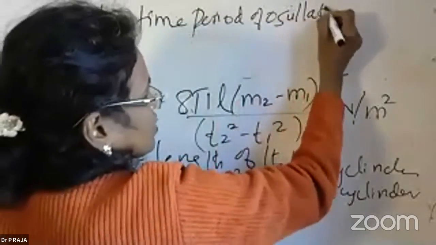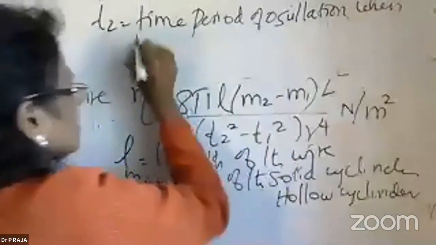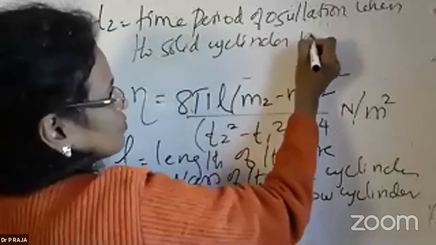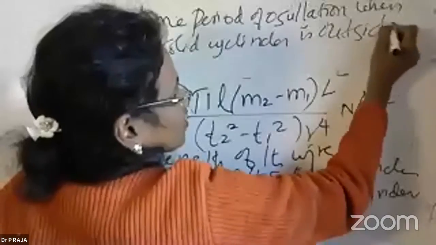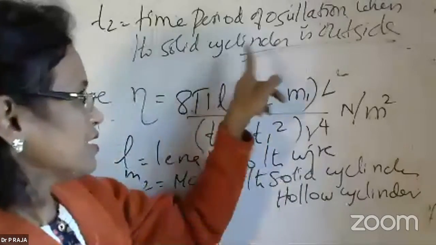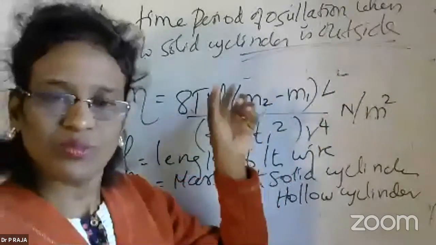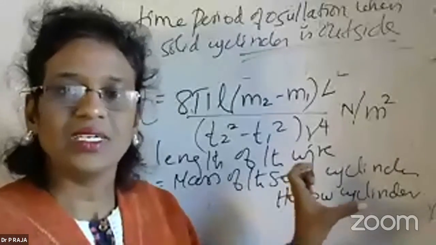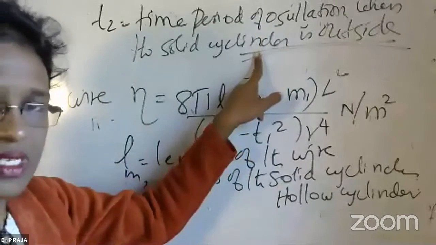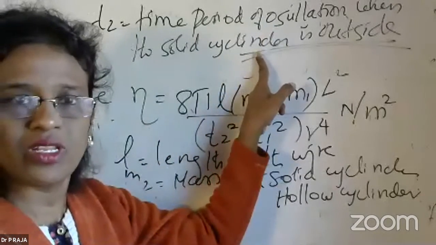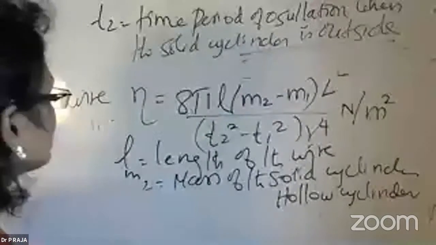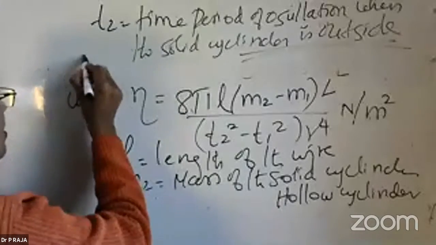Time period of oscillation. When the solid cylinder is outside, concentrate on the solid cylinder position. Put it into that position, oscillate it, and take the time taken for 10 oscillations. That will be your experiment. It will be in one tabular column, and you will get the result from that tabular column. So you will draw this, and the next one is T1.